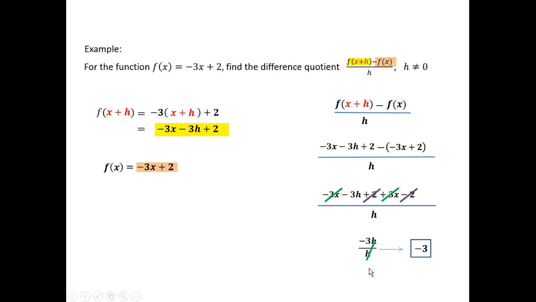So that's my answer. When I simplify this function using the difference quotient, when I find a difference quotient for that function, this is what I get. I get negative 3. Let's look at another example.